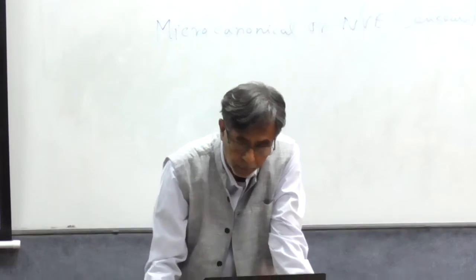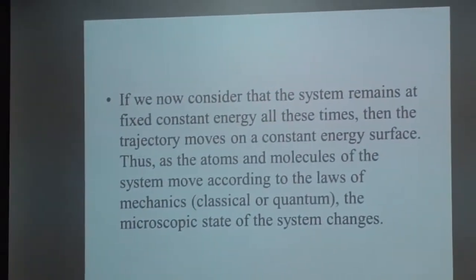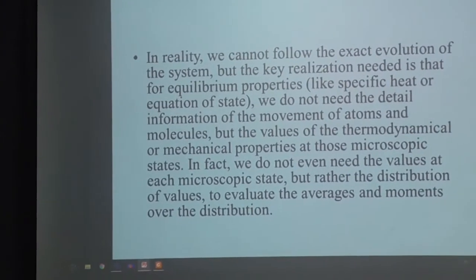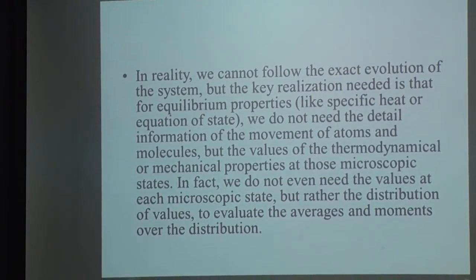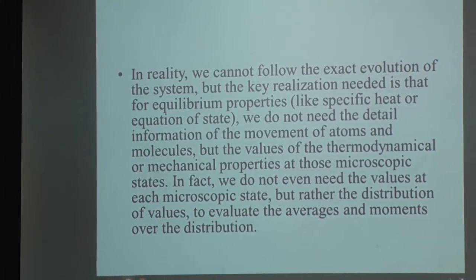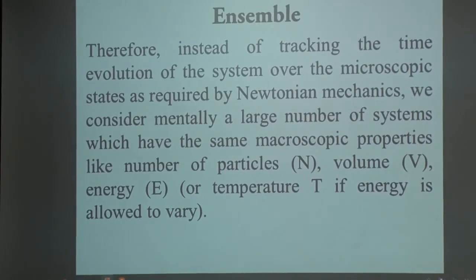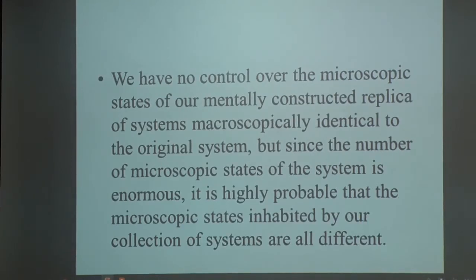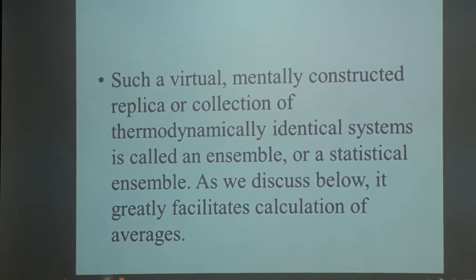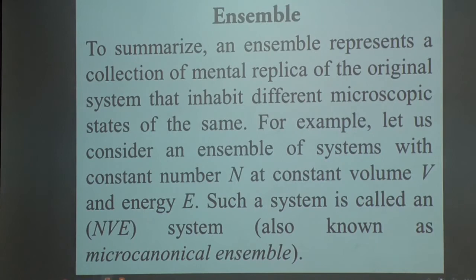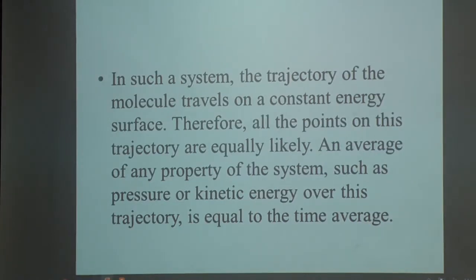Now, this is from my book. The concept of an ensemble is based on the realization that the system could be very large. In a desperate attempt to explain things to students, again the same thing I am saying: we cannot follow the exact evolution of the system anyway. Even if we get it, it's not useful, because with such a huge number you cannot do anything. Therefore this ensemble is generated. We have no control over the microstate, which is why equal probability is now explained. It is a mentally constructed collection of systems called an ensemble.